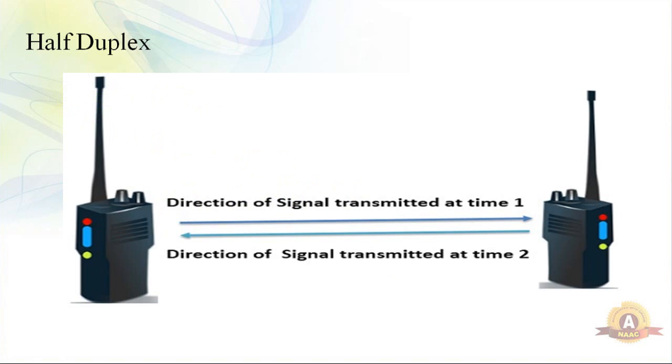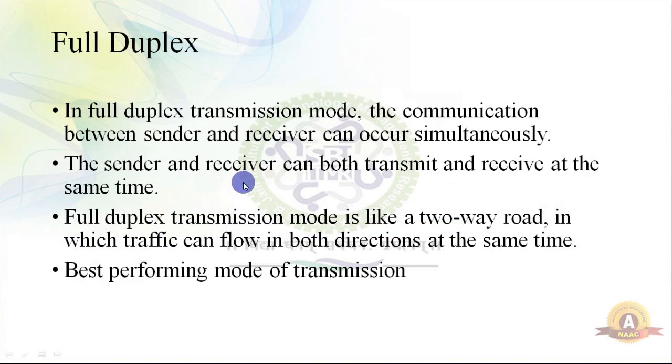After that we will discuss the full duplex transmission. So in the full duplex transmission mode, the communication between sender and receiver can occur simultaneously. As you know, whatever data is sent or received through the sender or receiver, they can communicate through a single channel and they can communicate simultaneously. Means at a time they can send and receive the data. The sender and receiver can both transmit and receive at the same time.